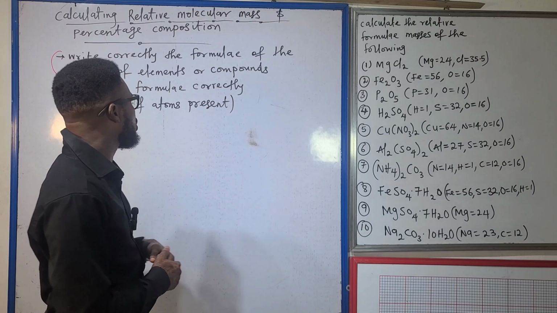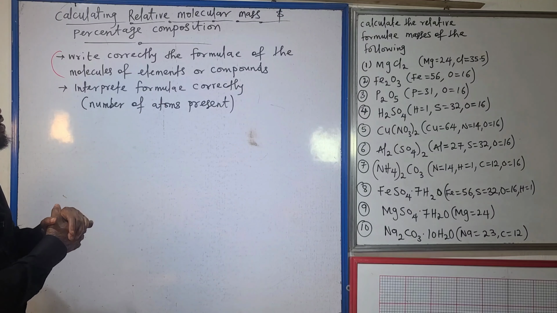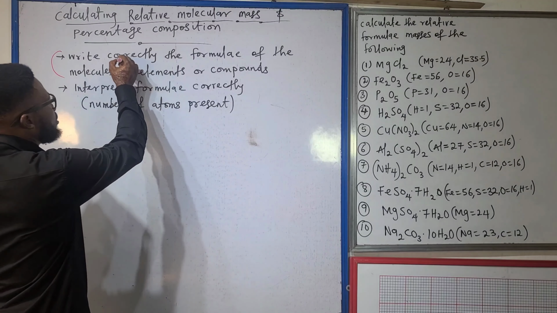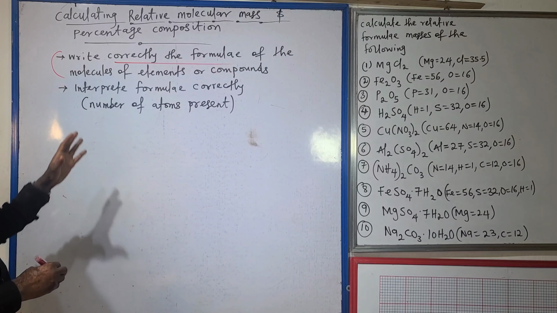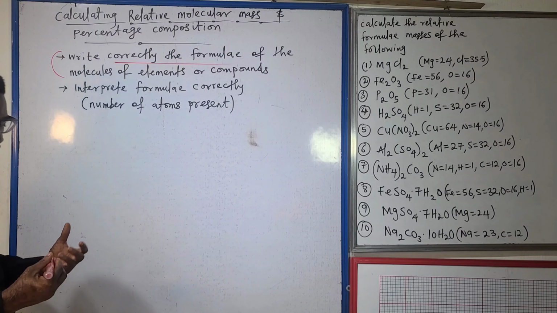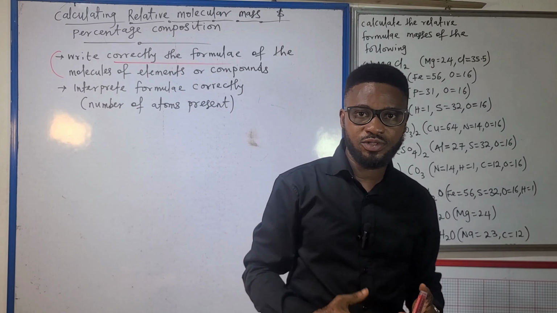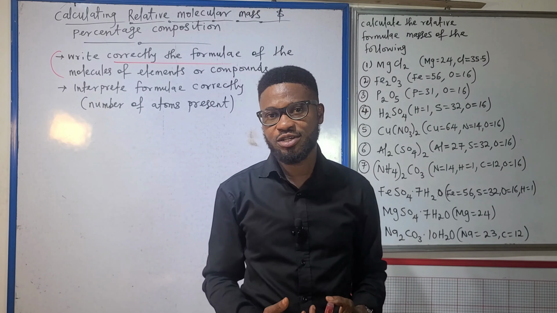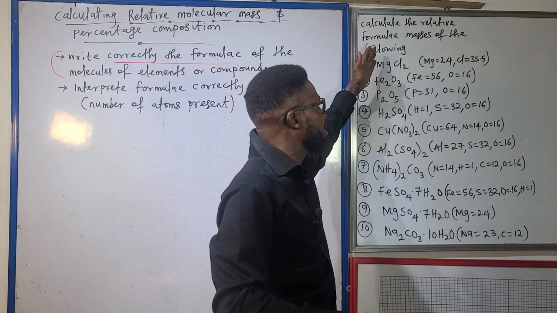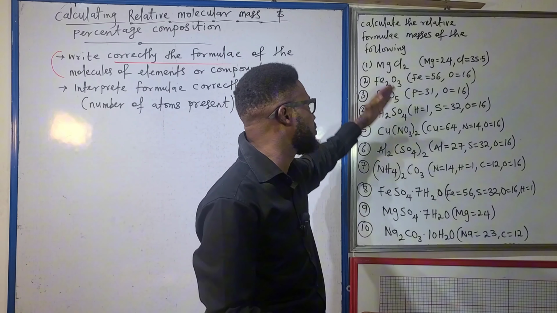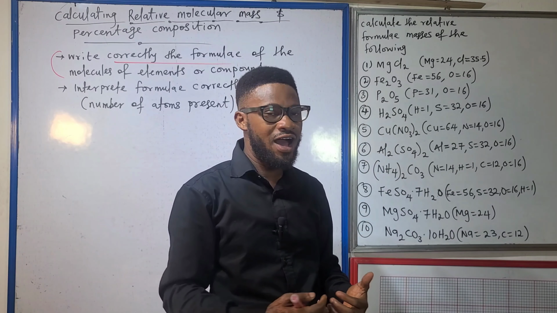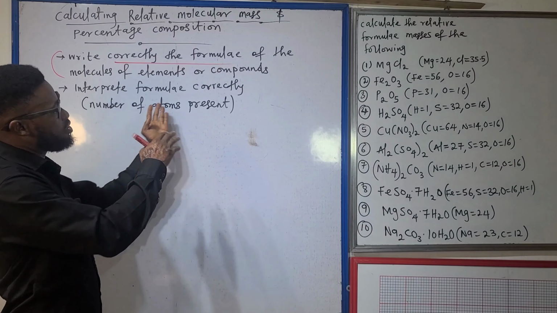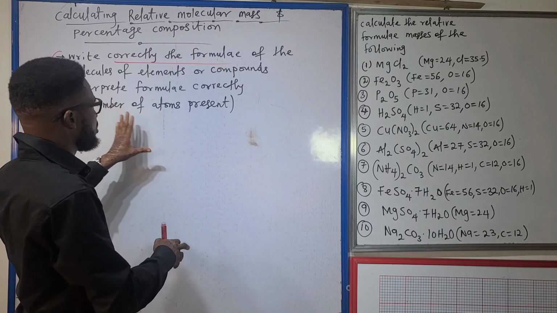So what do we need to be able to calculate the relative formula mass or relative molecular mass effectively? One is that we need to be able to correctly represent the formula of these molecules. But given that some of us are not yet conversant with the octet and duplet rule, we don't even know how to name compounds, we don't know about radicals, we don't know about oxidation state, so it becomes difficult for us to represent formulas of compounds accordingly. But for now, we'll proceed, and subsequently in the course of our sojourn in chemistry, we'll see how we deal with that. So then we have to interpret the formula correctly based on the number of atoms present.